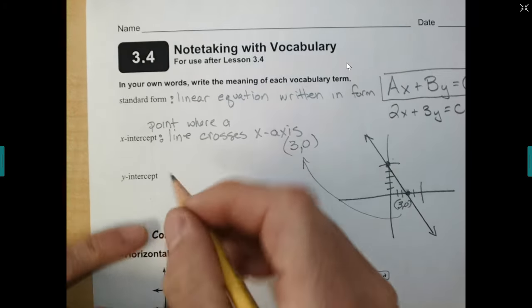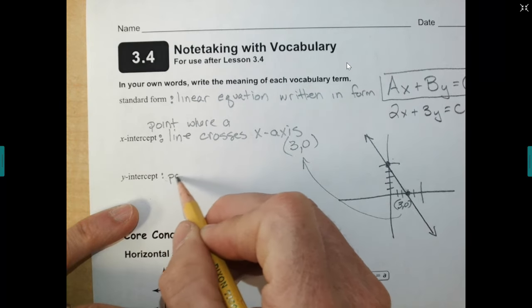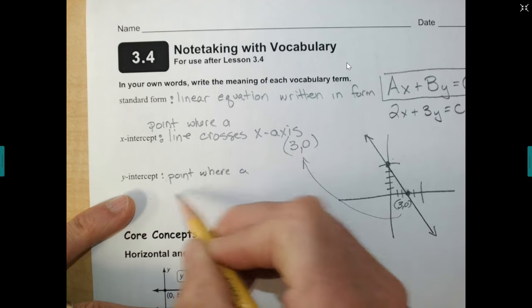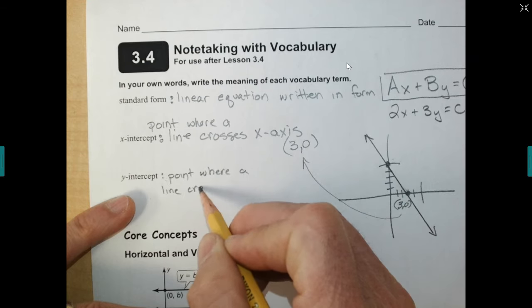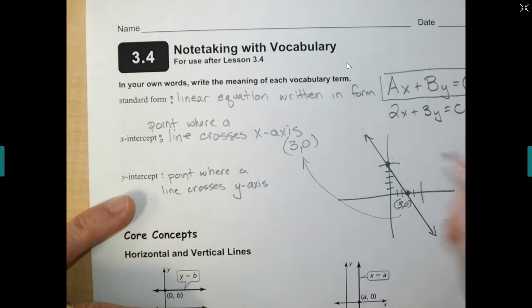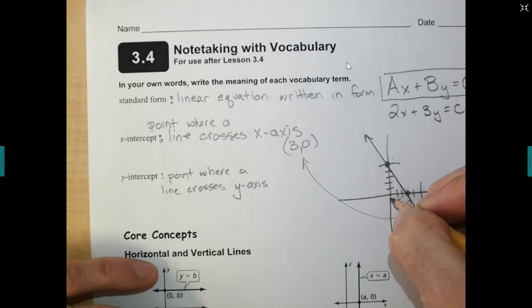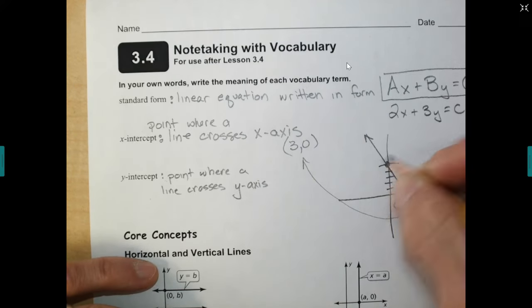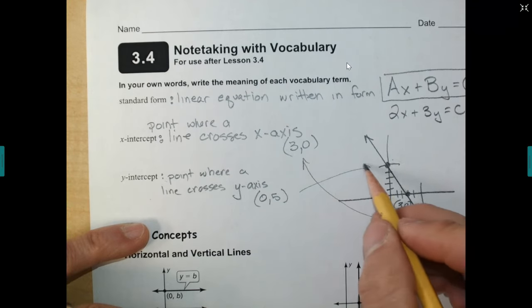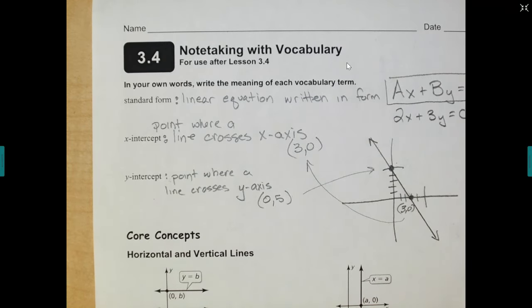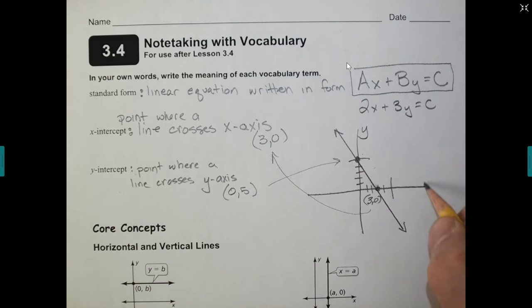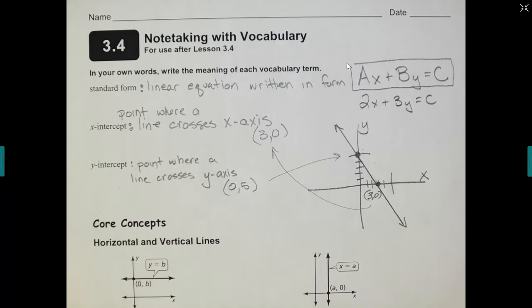Now, this is the point. The y-intercept is the point where a line crosses the y-axis. So here, it crosses at 1, 2, 3, 4, 5. So it crosses at (0, 5). There's my y-intercept. I have got to get in the habit of labeling these.